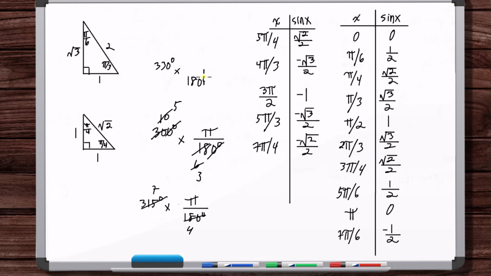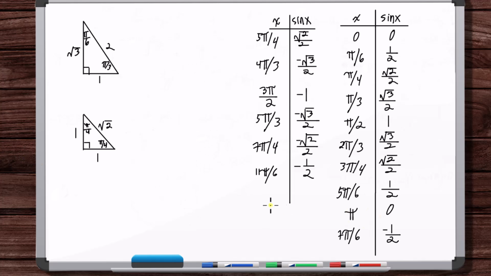Next is 330. 33 divided by 3 is 11. 18 divided by 3 is 6. Okay, this is a 30-degree reference angle. I'm just trying to switch up the methods. You can use whatever you want. So it's going to have the same magnitude as the acute 30-degree angle, but it's going to be negative because in the fourth quadrant, sine is negative. Okay, now 2 pi, sine is 0.